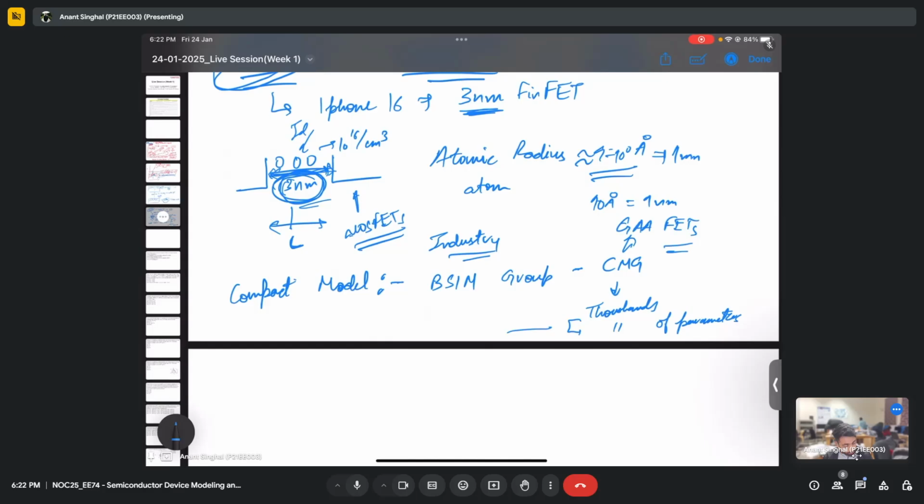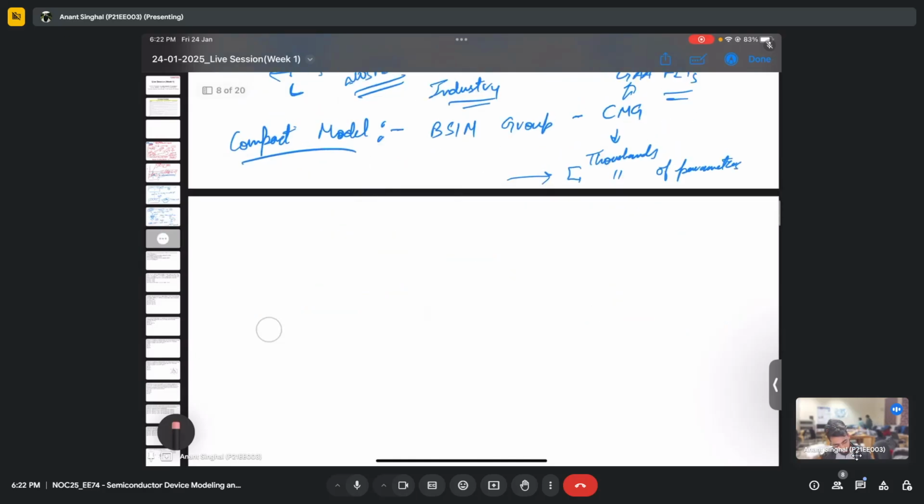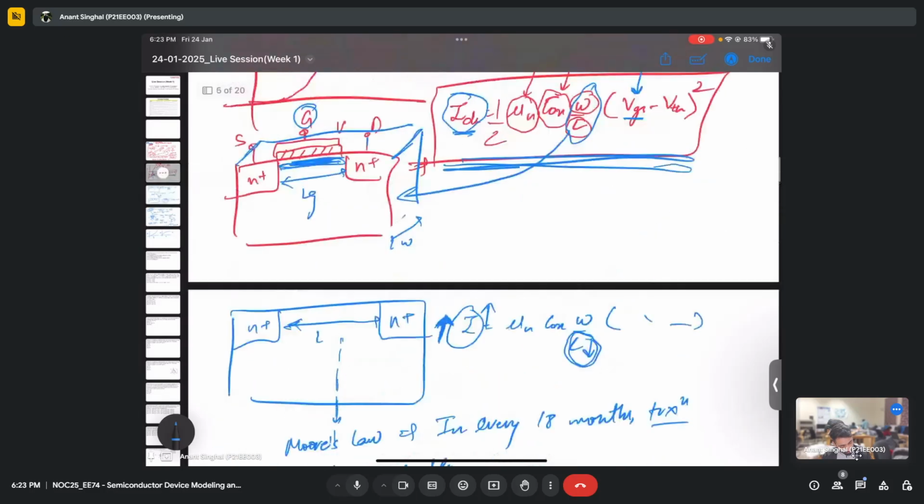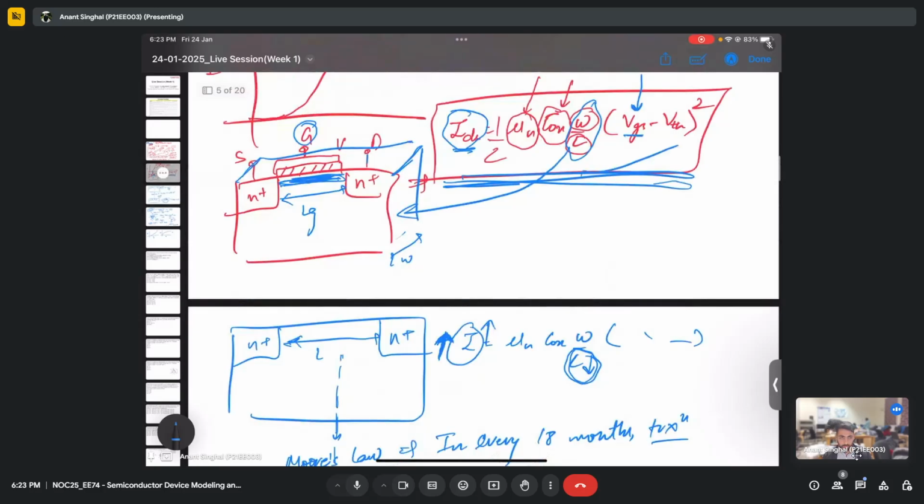So I hope you understand the complexity that I'm trying to bring out, that it is very tough to model any particular behavior in a device. As you know, if I make a very simple IDVG, this is drain current and this is gate voltage, or a different IDVD, this is drain current and this is drain voltage. These have very standard basic equations, which I wrote here. This is that equation.